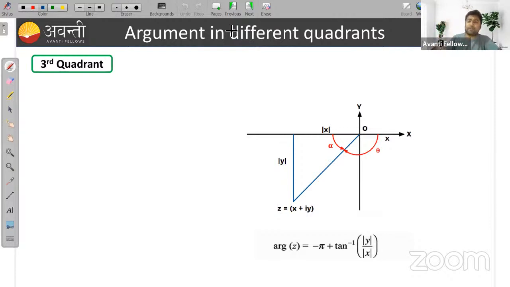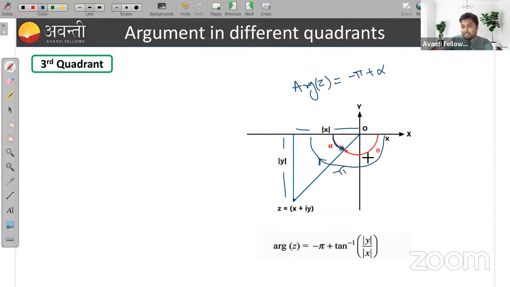See here, suppose this is my complex number, and this length is mod y, this length is mod x. If this angle is my alpha, then the argument of the complex number will be minus pi plus alpha here. So how can you find it? Try to find alpha first. Minus pi plus alpha is my theta.